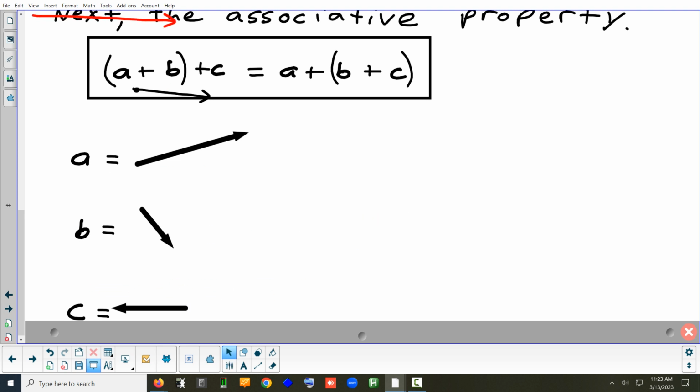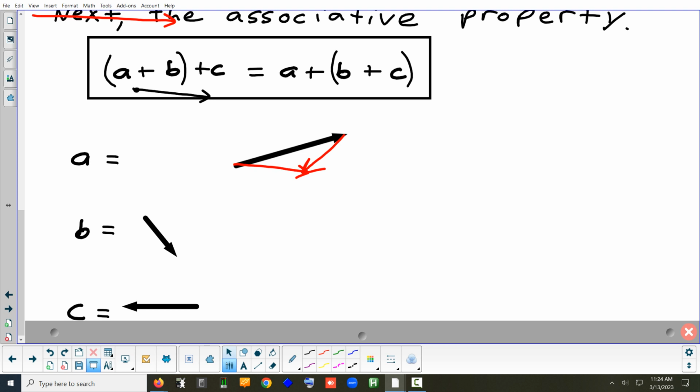Now, let's do it the way it says on the right. Take B plus C first. So here's B plus C. That's not very straight. All right, so I think it was like that. So that's B plus C. And now take and put that on the end of A and see what happens. Let's put that right about there.